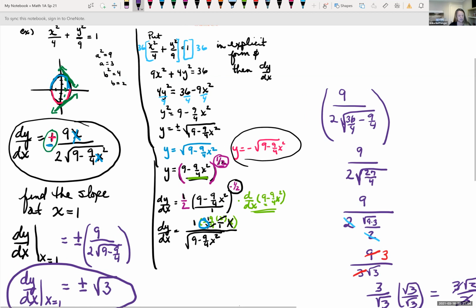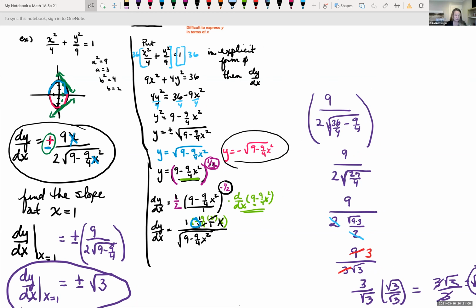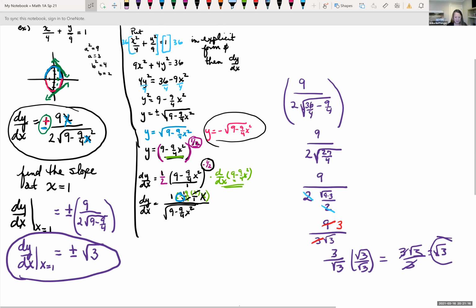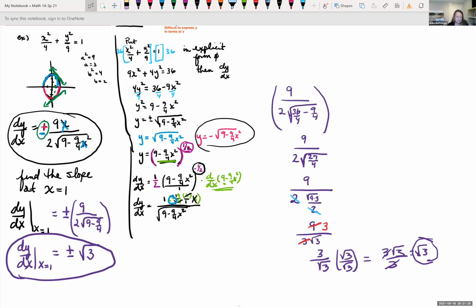Okay, so let's talk about how we would do this using implicit differentiation. So let's say we didn't want to solve for y, or we didn't know how to solve for y, or it was impossible to solve for y with the implicit equation that we were given. And so we want to try to take the derivative of this using implicit differentiation. The only thing that you have to be careful of is when we take the derivative of y, because y technically is a function of x.